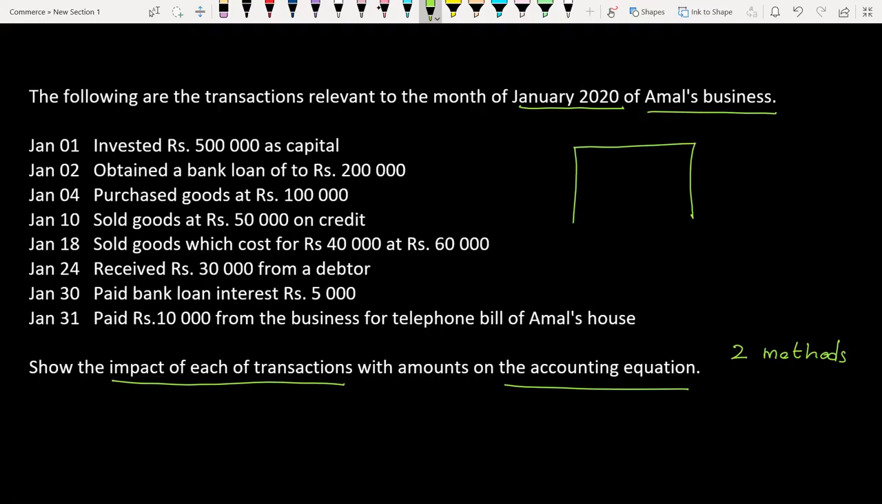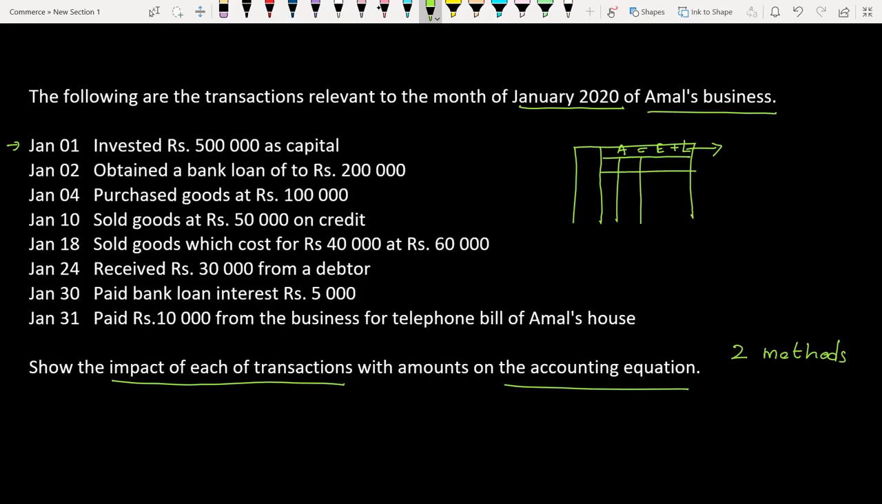We need to have the first column for the date. There are dates given, so we need to enter the date in the first column. Then we need to have two rows like this. First row to show the accounting equation: assets equal equity plus liabilities. Then the second row is to show each accounting item.